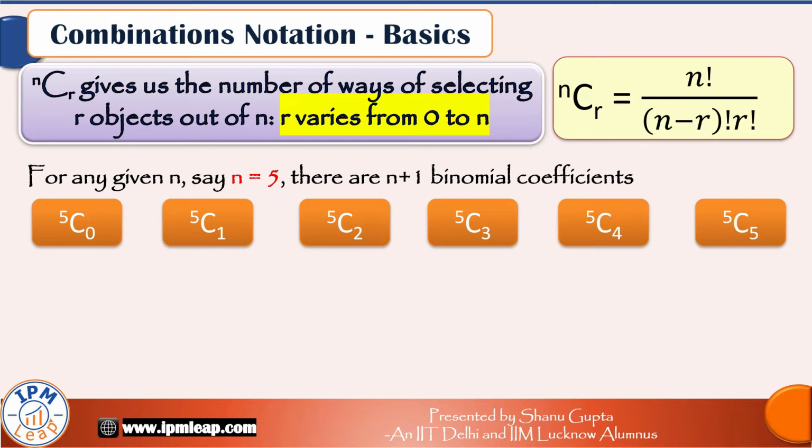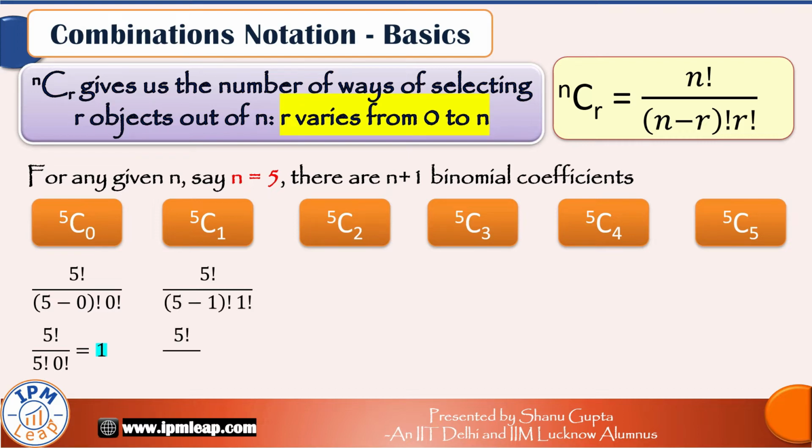Now, how do these binomial coefficients behave? 5C0 is the number of ways of picking 0 objects out of 5. It is equal to 1. 5C1 is the number of ways of picking 1 object out of 5, and logically, also if we have to pick just one object, we will either pick the first or the second or the third or the fourth or the fifth. So picking one object out of 5 can be done in 5 ways. 5C1 is equal to 5. The formula for 5C1 gives us the same value, 5.